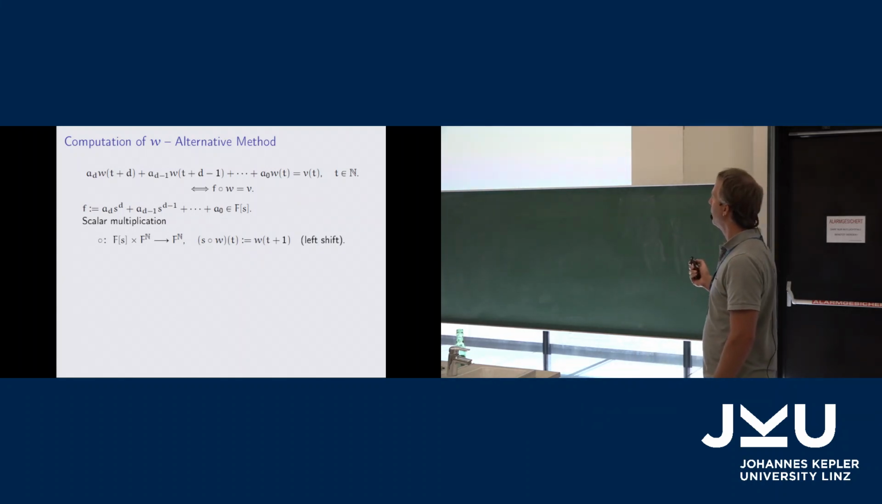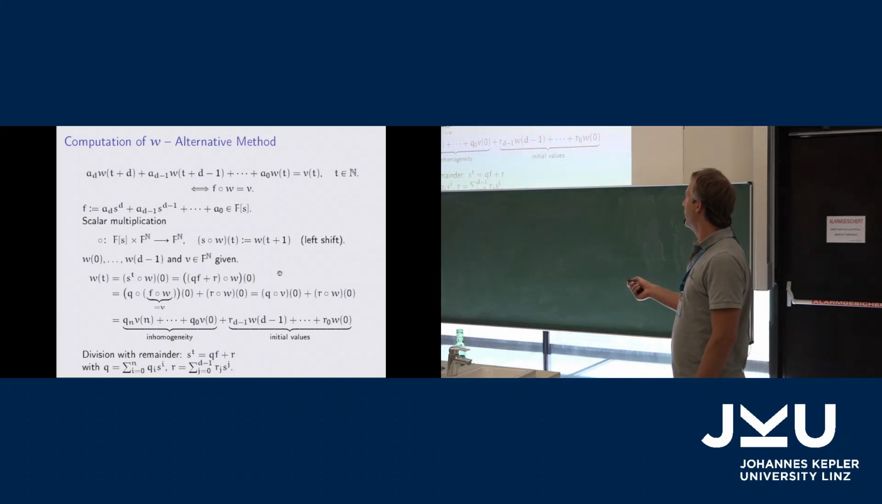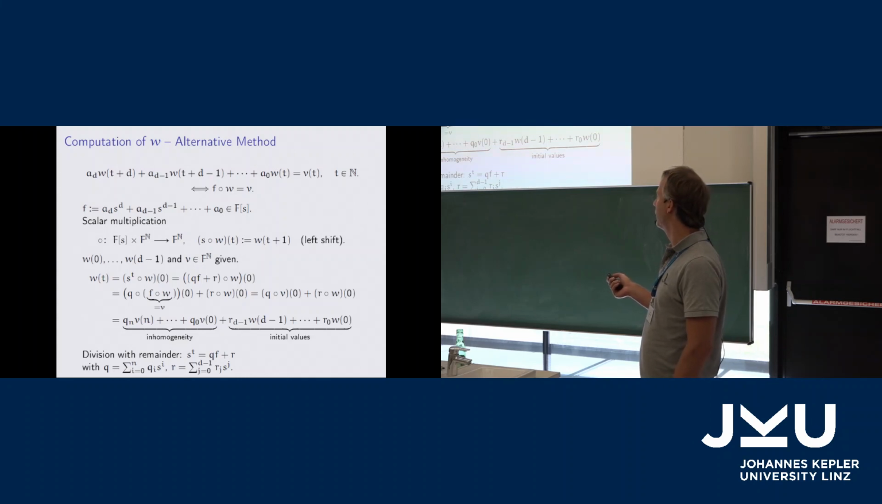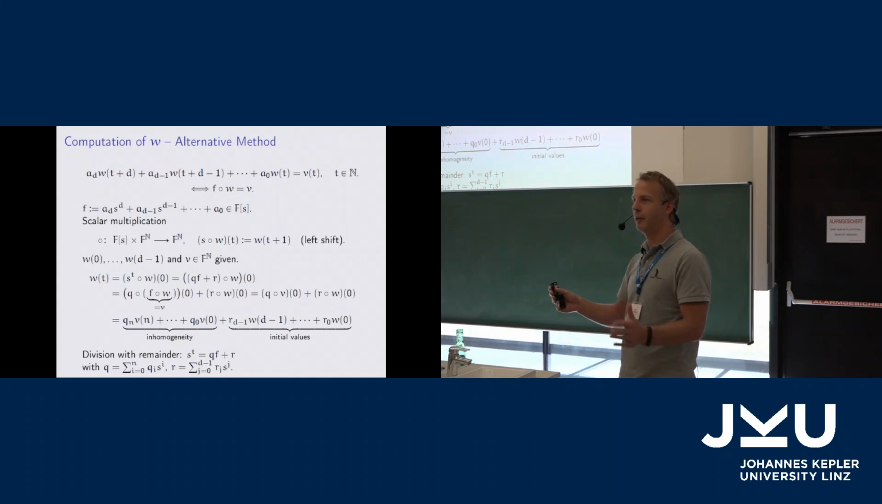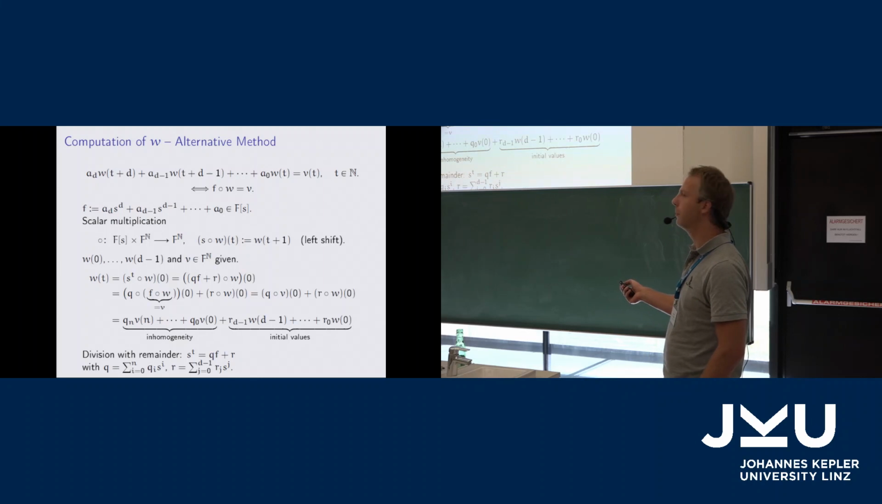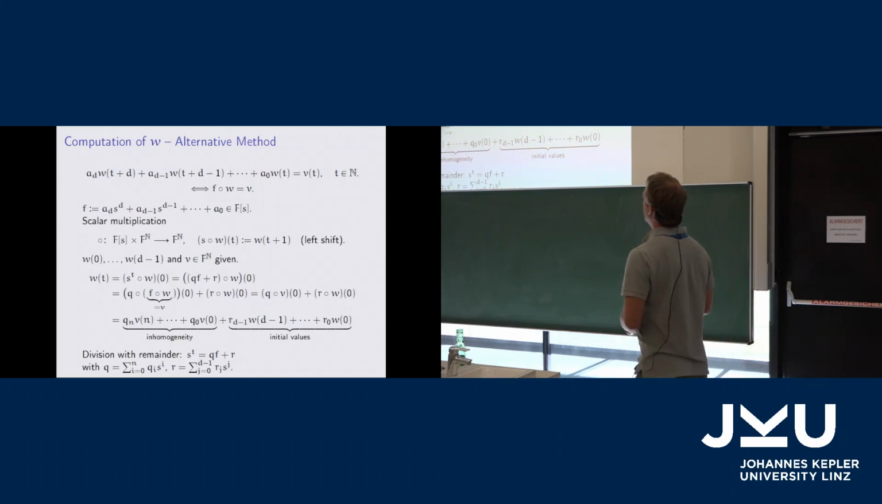Okay, that's where the algebra comes in. And if we want to compute w at time t, we can do it with polynomial division, because w at t is nothing different than the sequence w shifted t steps to the left and then evaluated at 0. So it's S^t applied to w at 0. Now we do the polynomial division. We divide S^t by f and get the quotient q and the remainder r. We insert everything, and the operation agrees with the addition and multiplication in the polynomial ring, so we can split it up. Then here appears the term f applied to w. We use the equation because that's just v.